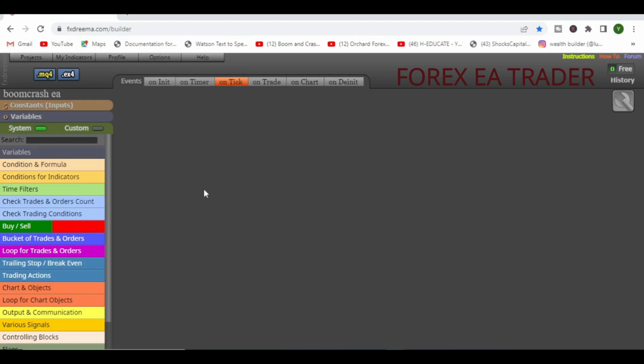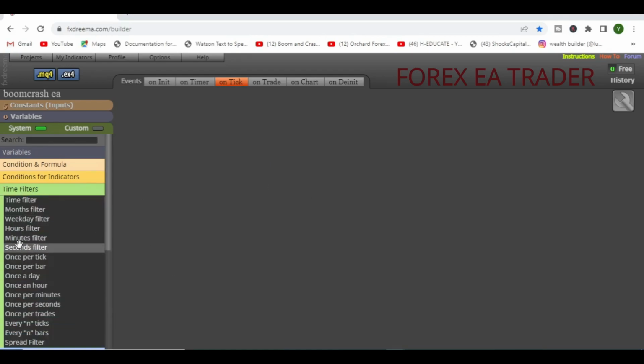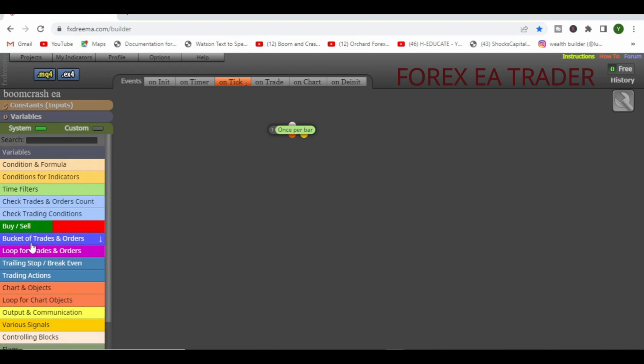Now, when we're in FX Dreamer, obviously we are going to try to do this once per bar. So we are going to first of all take the once per bar. I apologize, I got interrupted there. So what we're going to do is go to time filters, then drag once per bar. We just want to look for a signal once per bar. We don't want to take 1,000 trades on a single bar, so we're going to take only one trade per bar.